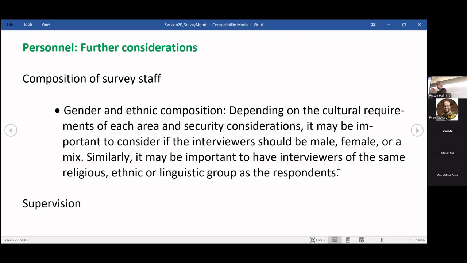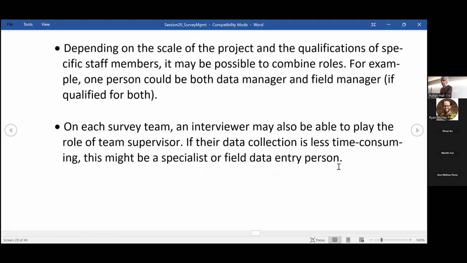You want to have people who speak different languages who are able to communicate with the households where you're going, and men and women, different ethnic groups. There could be some security considerations, like there may be places where it's not safe for women to work, so only men can be there. On the other hand, there may be certain rules that only women can interview women, so it can get very complicated. Okay, but you need to think about the composition of the survey.